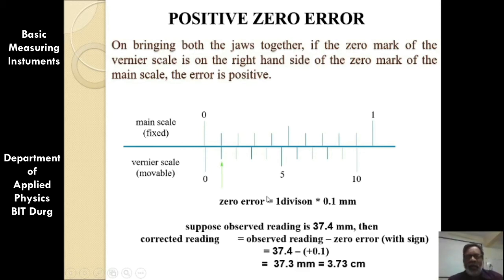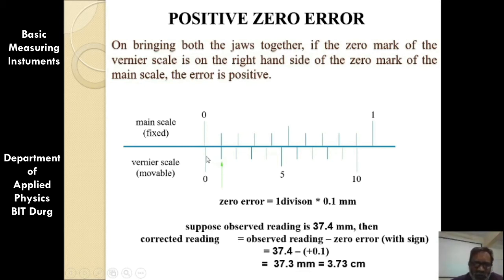Now, how to get the error? What is the law governing error? That is to be understood. This is the reference line of the main scale. When the two jaws are in contact, at that time the reference line of the vernier scale has not even reached the reference line of the main scale. It means it still has to travel a certain distance to reach, or to be coincident with, the reference line of the main scale.